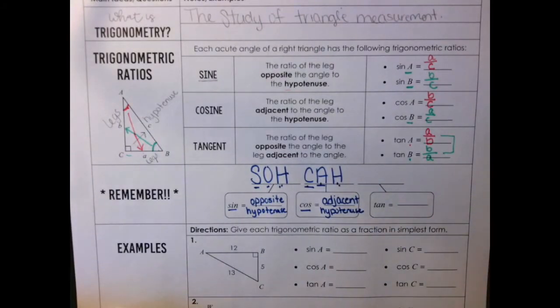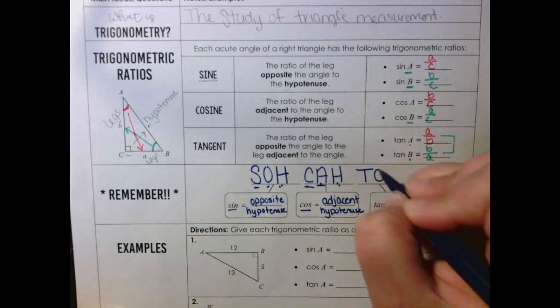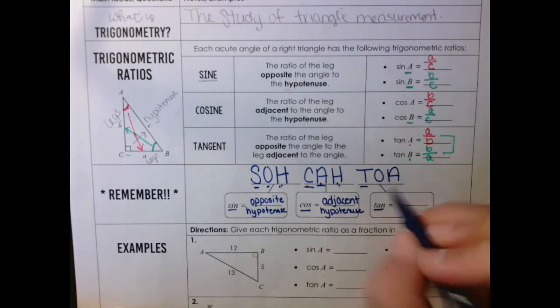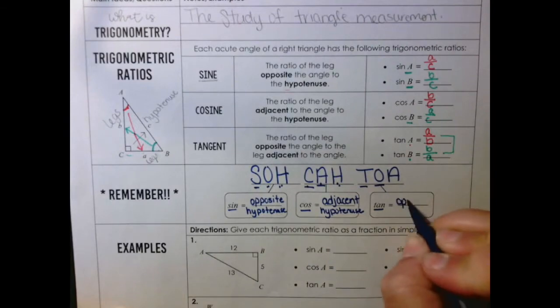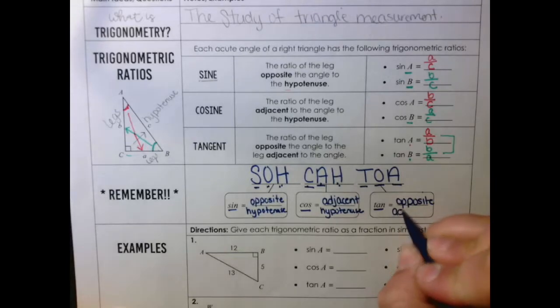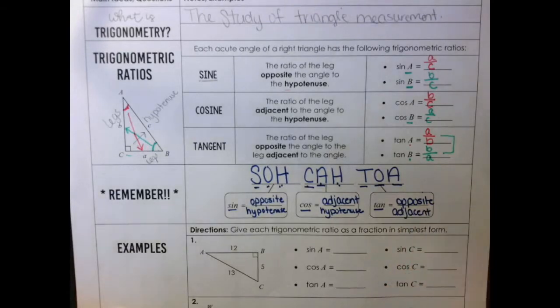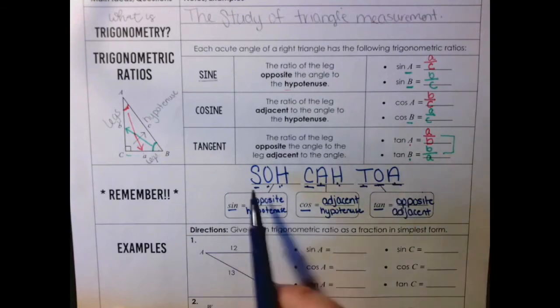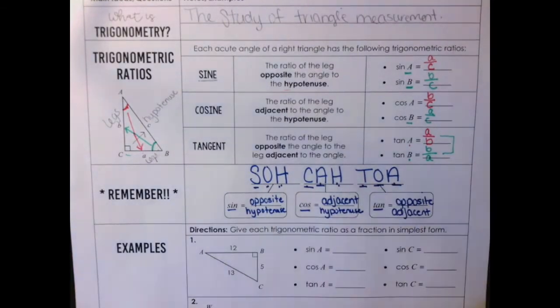And then our last one for tangent is going to be TOA, or T-O-A, and this stands for T, tangent, O, opposite, A, adjacent. So tangent is opposite over adjacent. So SOHCAHTOA. You're going to hear that quite a bit over these next few days. SOHCAHTOA. So for example 1, we need to give each trigonometric fraction in simplest form.